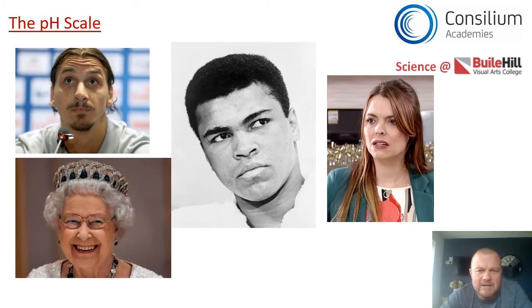Okay, so the pH scale. The pH scale is putting things in order. It's putting things in order from number 1 to number 14. Now on the screen you've got 4 people. Okay, so you've not got 14, you've only got 4. And if I ask you to put them in order from the most famous to the least famous, what order would you put them in? Scribble something down now.